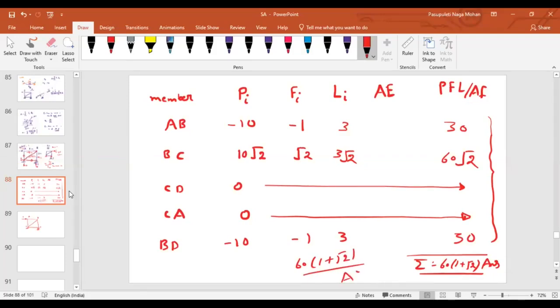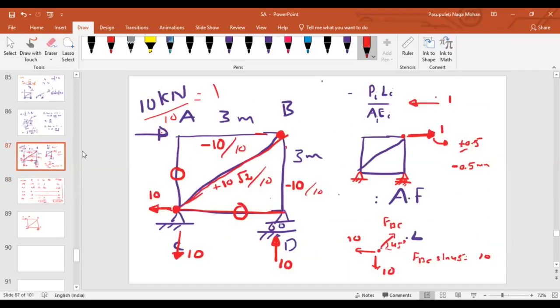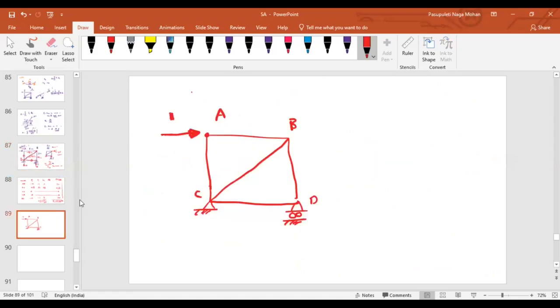And what is the direction we are getting here? Positive, right? If it is positive, the deflection is along the assumed direction. What is that direction? The unit load direction. Deflection is not about compression or tension. Deflection is about the direction. As our deflection value is positive, the deflection is acting along the application of the load. Clear?